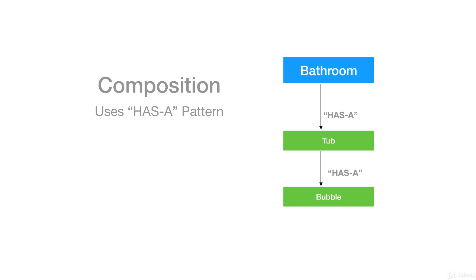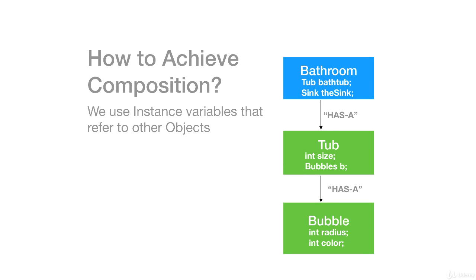So you notice now we have decoupled all of these relationships between the bathroom, tub, and bubble classes, meaning they don't have to inherit from anybody. But we can use this composition to correlate these classes. And how do we do that? We use instance variables that refer to other objects. For instance, in our bathroom class, we could have an instance variable or a member variable of type tub, as you can see in the diagram.